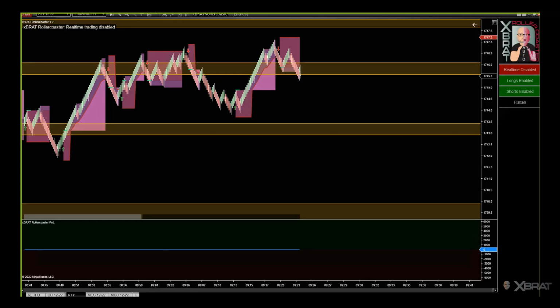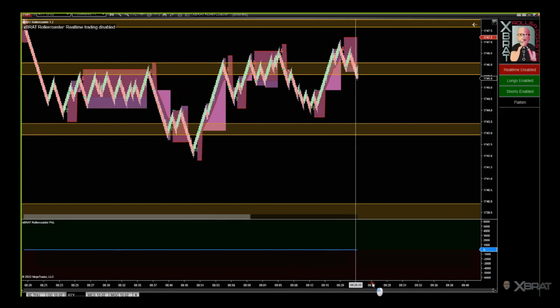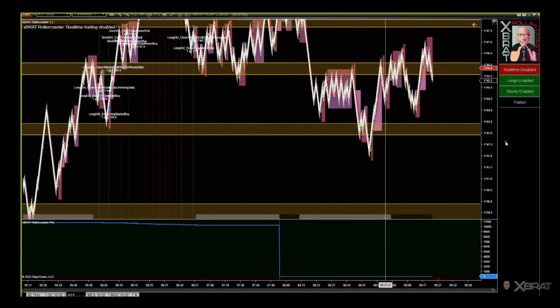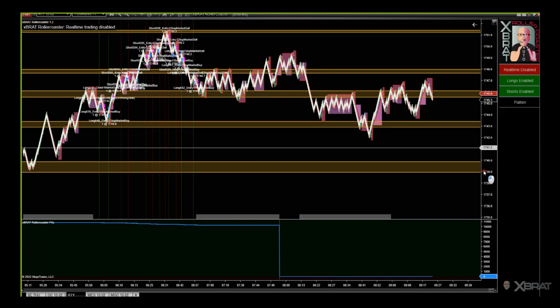So getting ready for the US Open. This is RTY on the automated roller coaster. It is live now if I was to click the real time enabled and disabled. What I want to do is, I've actually put some zones on there that I'm interested in, where the roller coaster has been respecting quite well during the morning.